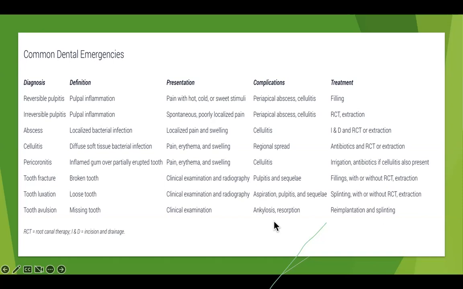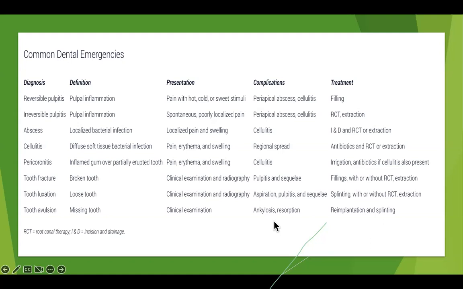The second question is the primary treatment of a fluctuant localized dental abscess. Incision, drainage and root canal therapy is the primary answer. Antibiotics would not do anything for you if you don't relieve the patient of the localized abscess. That is the main treatment for it.